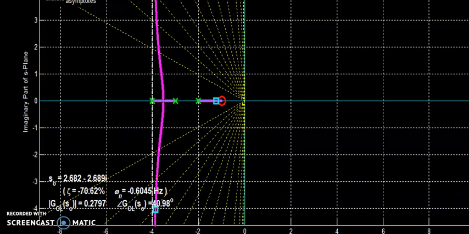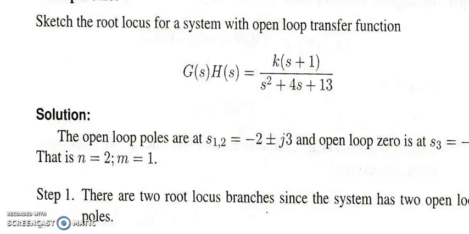So if you can see, there are 3 branches and one terminates at a 0, the other 2 terminate at infinity. And they do so along asymptotes which are 90 degrees and 270 degrees.